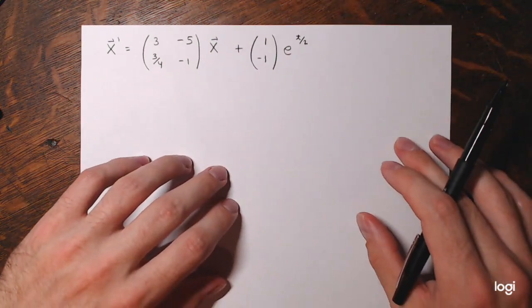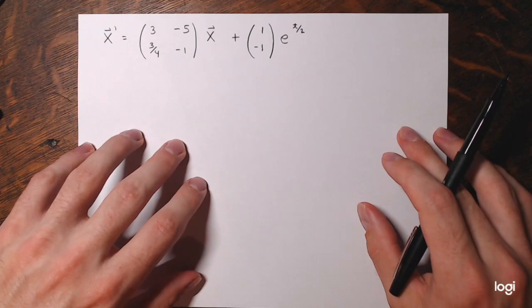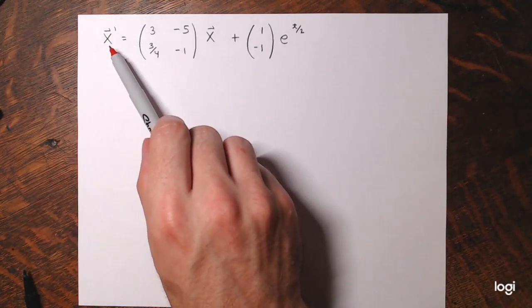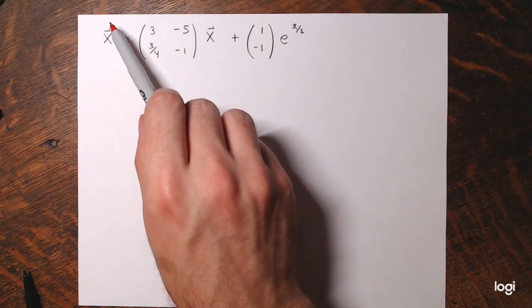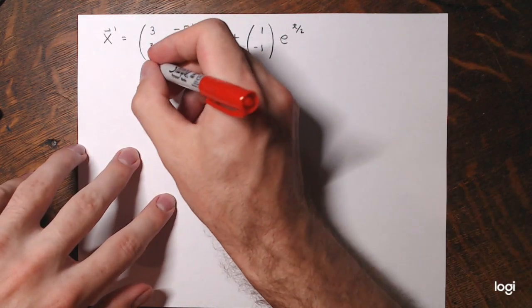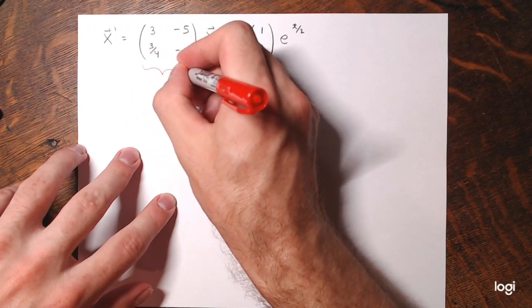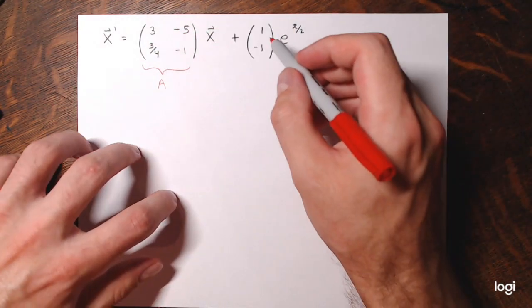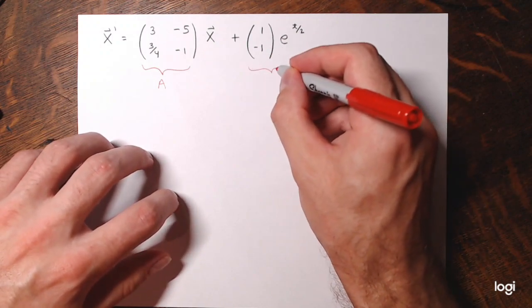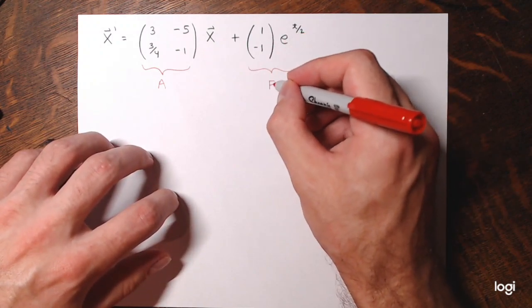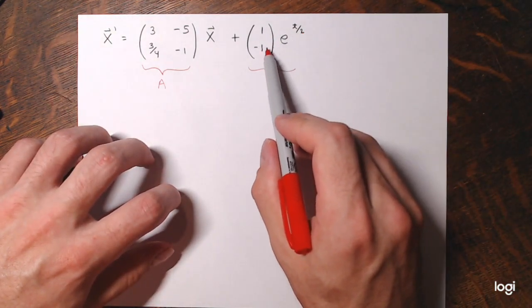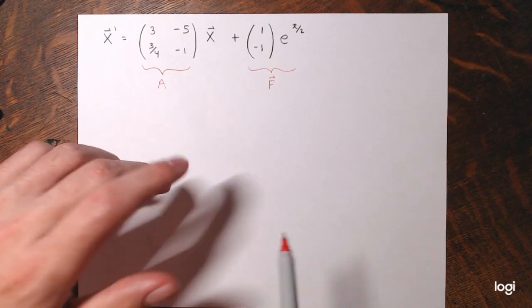Now this one's already written in matrix form. I've got x prime here, which will have dx dt, dy dt, or x prime, y prime. You want to call the functions x and y. This equals this 2 by 2 matrix A times vector x here, and then this is the vector f, which has e to the half t and then negative e to the half t.